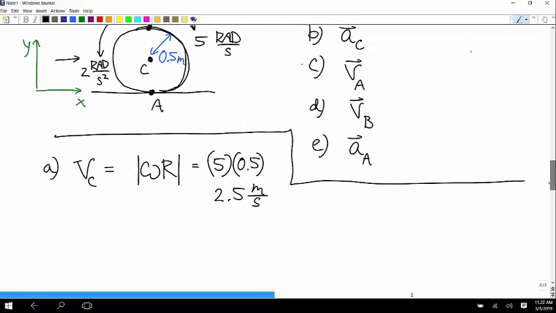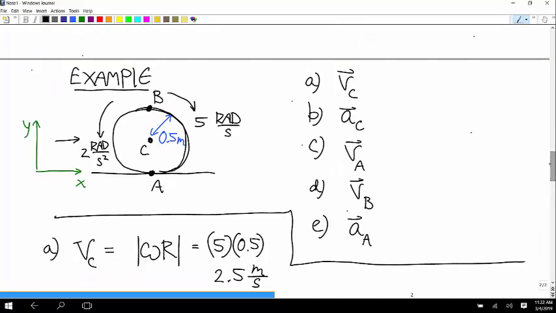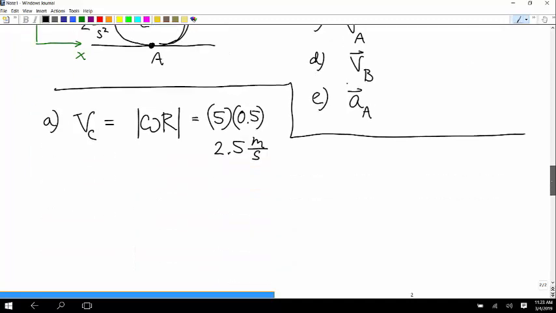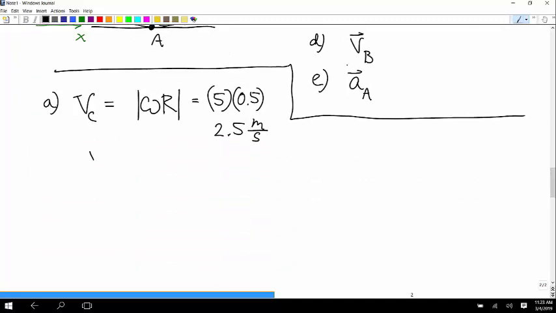And now we have to figure out the direction. So if it's rolling, it's rotating clockwise, which direction is this wheel going to be rolling? Well, I guess I already drew the arrow there. Yep, it's going to be rolling in the positive x direction. And so that velocity vector is positive 2.50 meters per second.